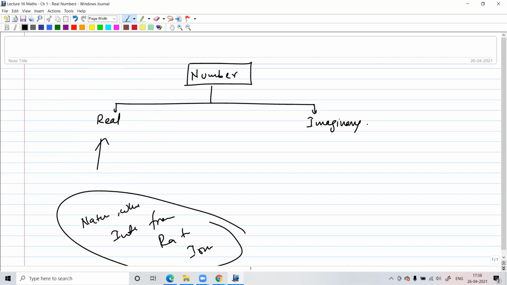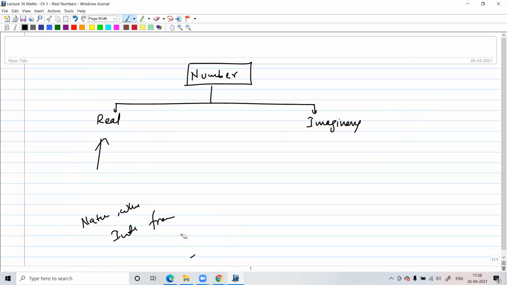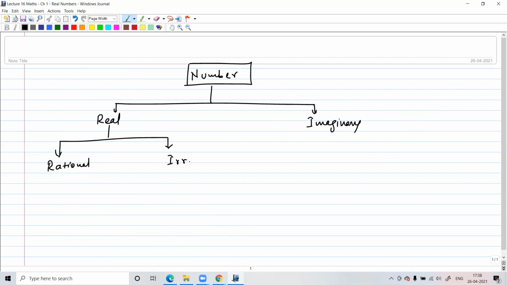Okay. You had never come across the imaginary numbers, and you would not come across that in 10th standard. This comes only in 11th. Okay. So we will not be discussing imaginary numbers. We are only going to talk about real numbers. Real numbers can be of two types. What are they? Rational and irrational. Yes, rational and irrational.